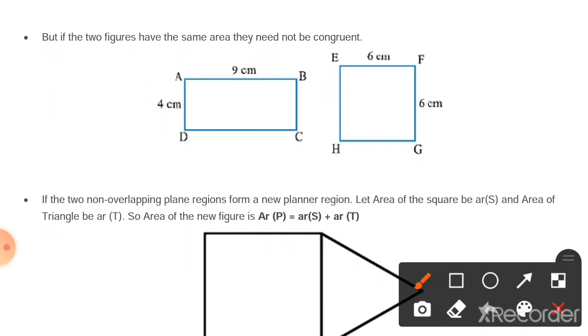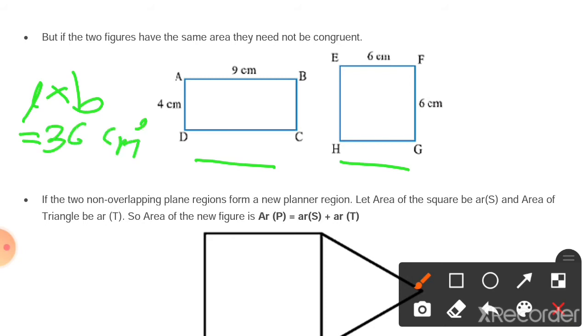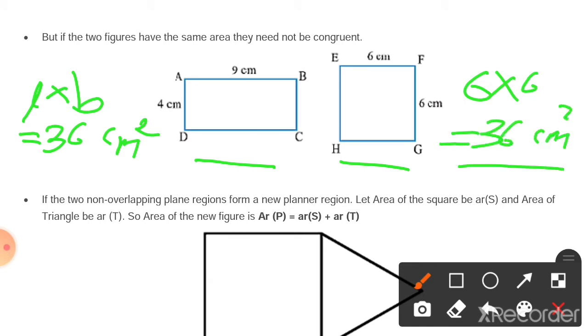But if two figures have the same area, they need not be congruent. Correct, students? Please keep in mind, suppose this is our rectangle, and what is the area of a rectangle? L multiply B. It means 9 fours are 36 centimeters square, and this is a square. And what is the area of the square? Side square. It means 6 multiply 6, which is 36 centimeters square. So you can see here that the area of both figures is the same.